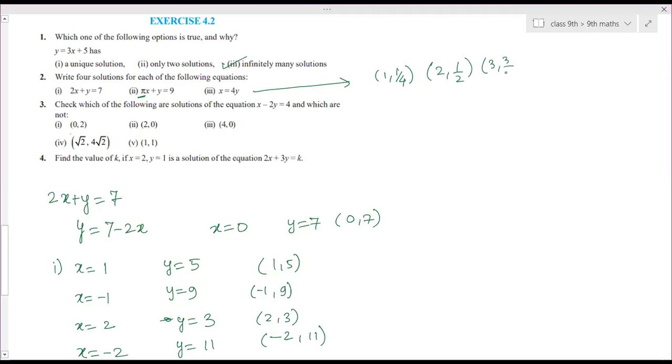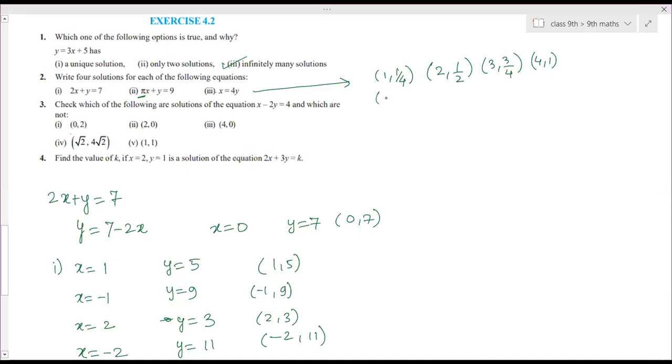Why have you found it like this? I'm getting different answers. Yes, everyone will get different answers. But why have you found it like this? You have x is equal to 4y, so directly substitute the value of y as 1, 2, 3, 4, or minus 1, minus 2. Why have you found such complicated solutions? Ma'am, can I tell now?